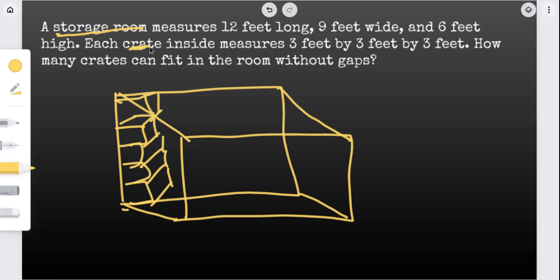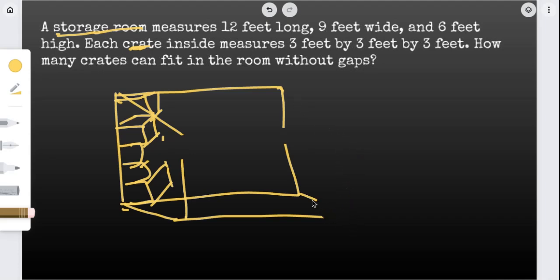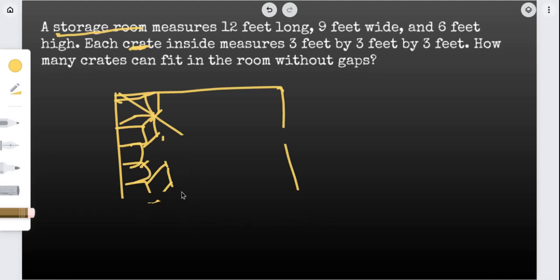Okay, so what it's really asking me to figure out is the volume of the room and then the volume of each of these crates. And then with that information, go from there to figure out how many of those crates I can fit into this storage room. So now that I have a good idea of what I'm doing, let me erase all this, get some more workspace, and then we'll be ready to jump into solving this problem.